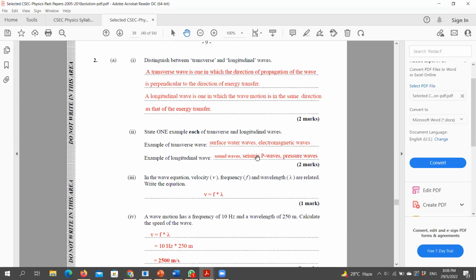All right, for this question, it deals with waves. Now it says to distinguish between transverse and longitudinal waves. And we know that transverse means at right angles. So in transverse waves, the motion of the medium or the particles is in a direction perpendicular to the direction of the transfer of the wave, or the direction in which the wave is traveling. Whereas in a longitudinal wave, the motion of the particles or the medium is in line with, or parallel, to the direction of travel of the wave.